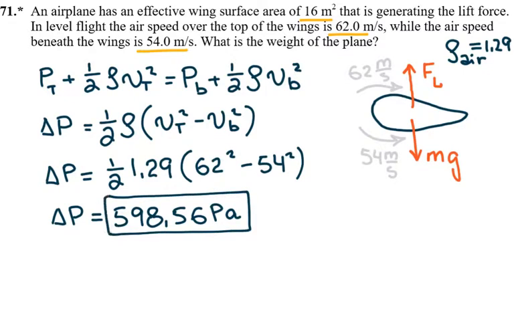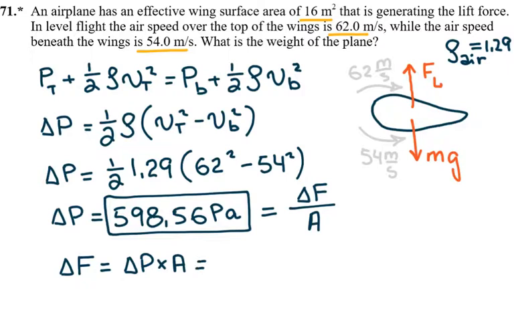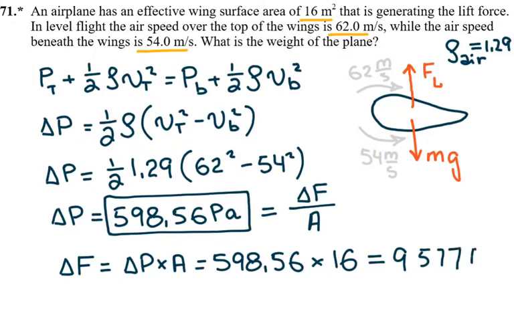And to find the force, I know the pressure is equal to the change of the force between the top and the bottom over the area. So the difference of the force between the top and the bottom is equal to the change of the pressure times the area. So that gives me 598.56 times the area they give you, which is 16 meters squared. And this will give me 9,577 newtons.